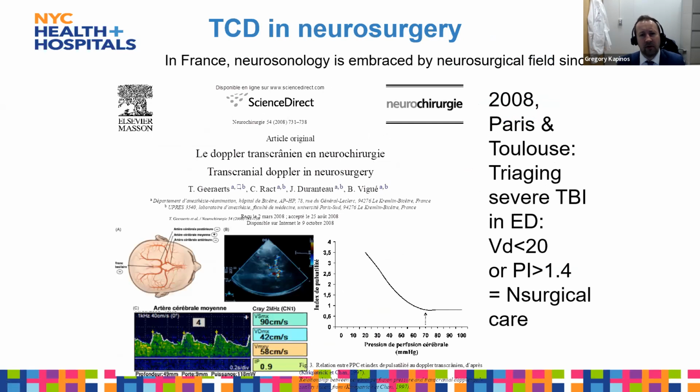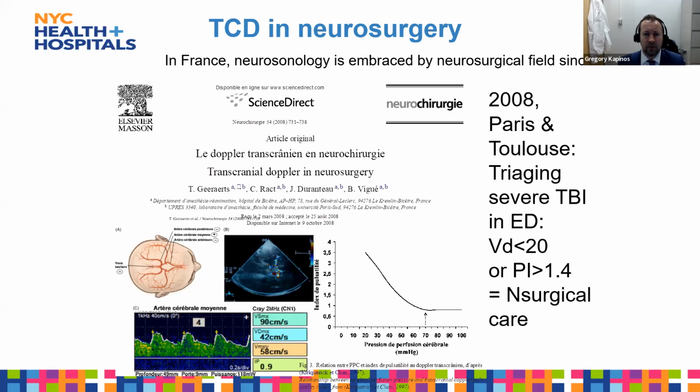Going back to very basic things also, not as fancy as UCLA, we had what neurosurgeons were already using, as I said, in Paris and in Toulouse, in France, in the early 2000s. Actually, the first publication of, I think, TCDs in neurosurgery was in the late 80s. And definitely in the 90s, I can tell you that there was a lot of triaging that was occurring. And finally, this landmark paper was actually in the French journal Neurochirurgie in 2008.